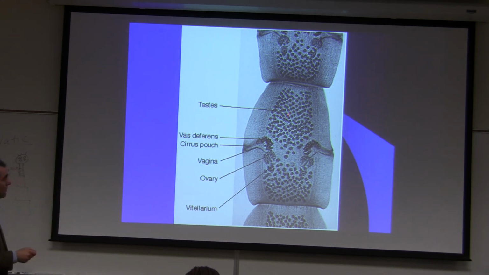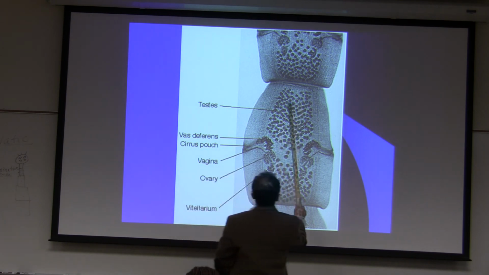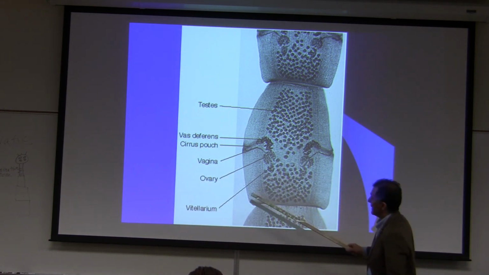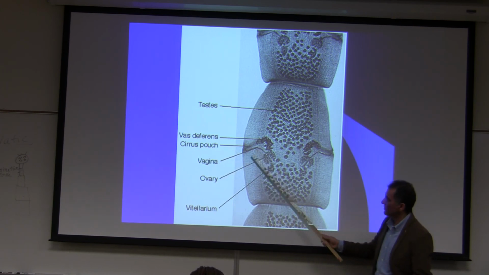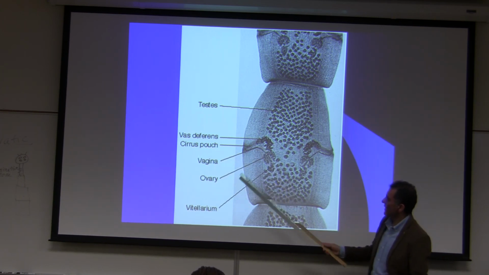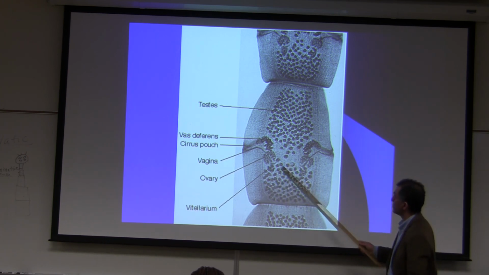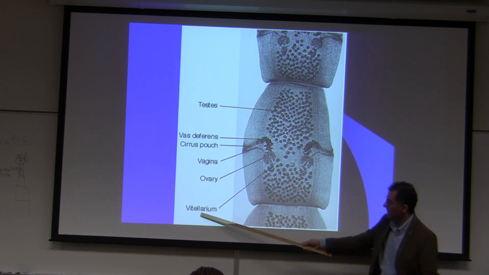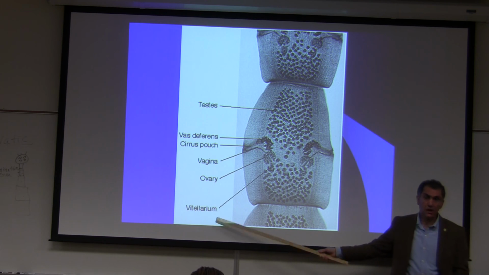The structures: all of these dots are testes. Then the vas deferens, do not worry about it too much. A serous pouch, do not worry about it. Vagina, again, do not worry about it. The ovary and yolk gland are supposed to be right around here. Here we go, the vitellarium. Vitellarium is another name for the yolk gland. So those are the structures on your slides.